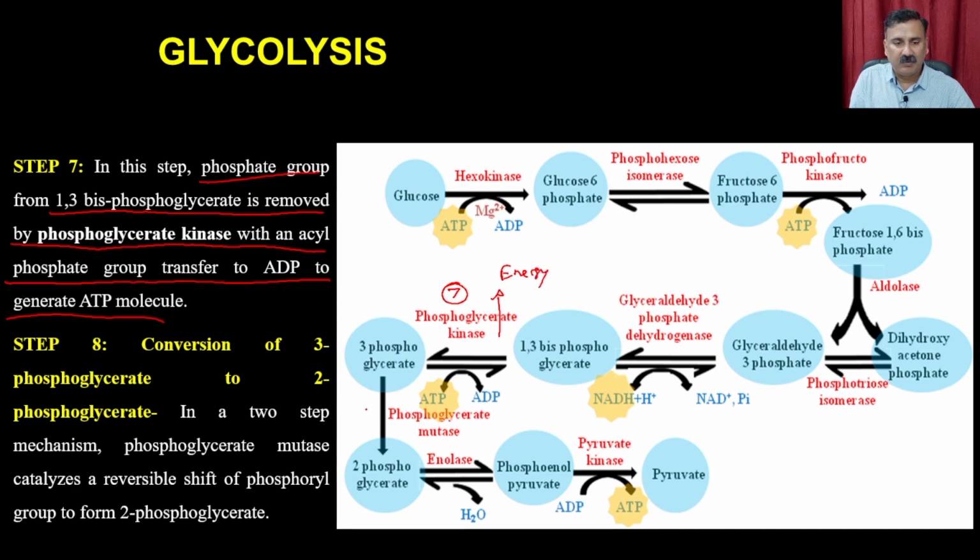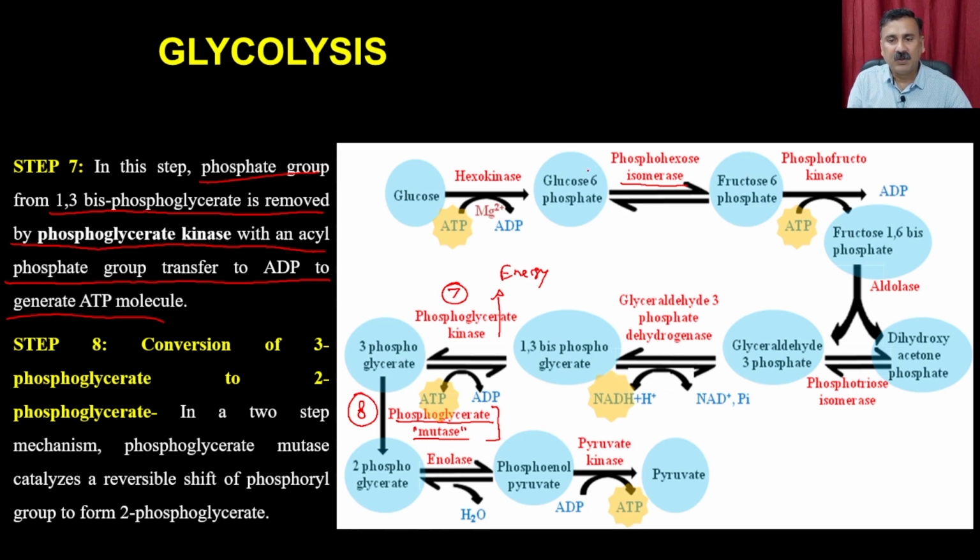And in the next step, you are going to have the conversion of 3-phosphoglycerate to 2-phosphoglycerate with the help of an enzyme called phosphoglycerate mutase. Remember that when we were discussing the nomenclature, we said that sometimes you use the term mutase, sometimes you use a term called isomerase. So these are different classes of enzymes which catalyze different types of reactions.